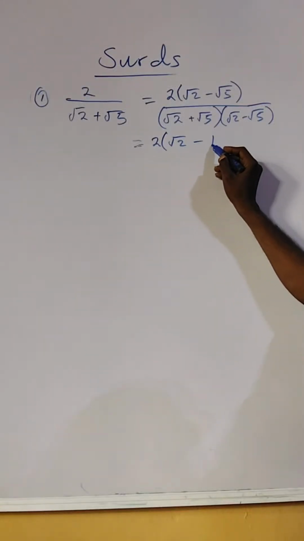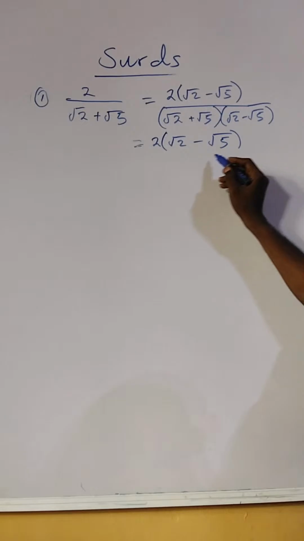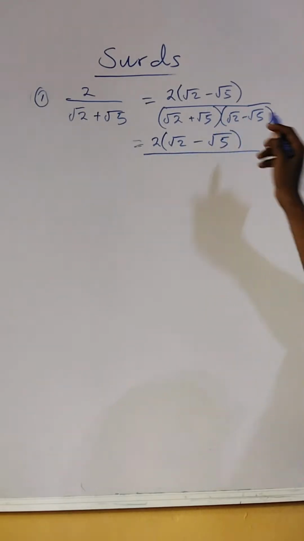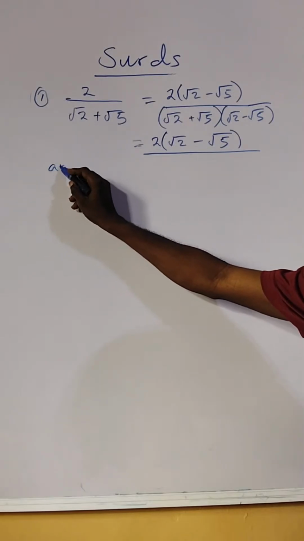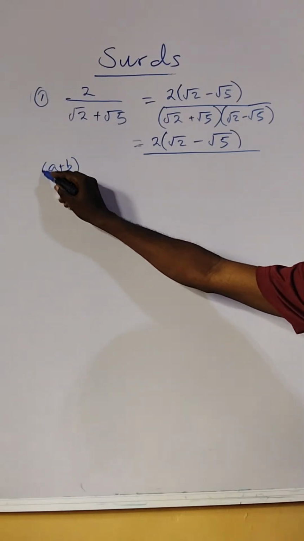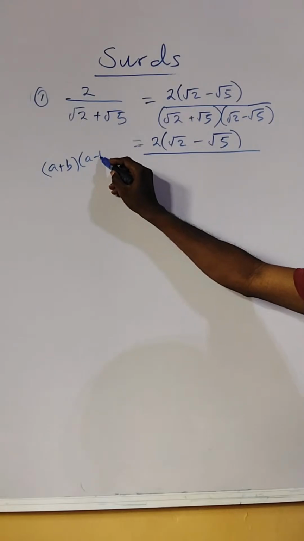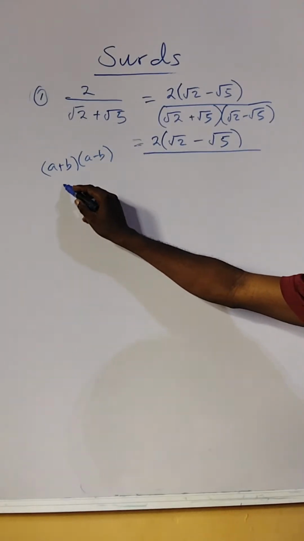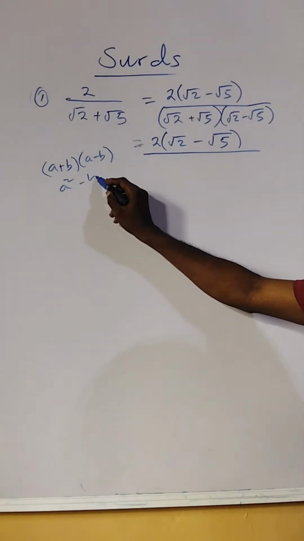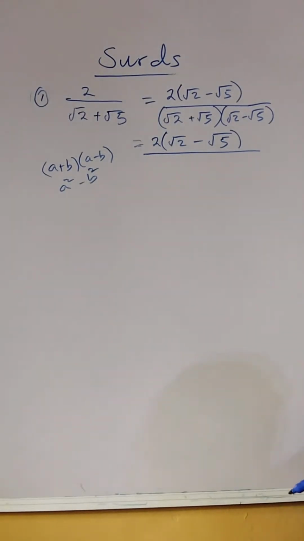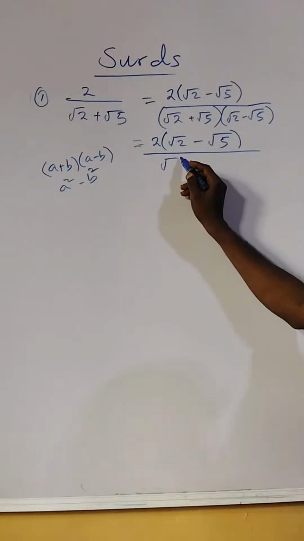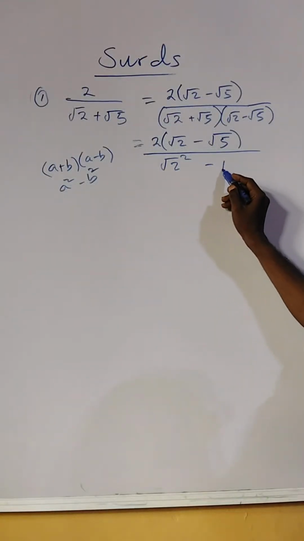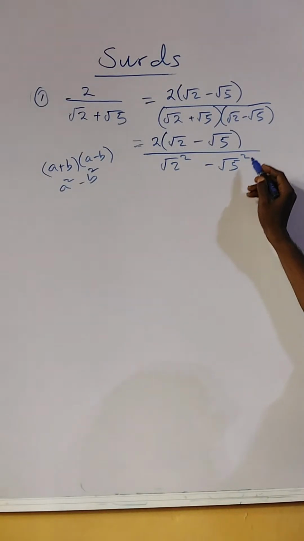2 minus root 5. Then divided by, here, this also follows when we have a plus b into brackets, open brackets, a minus b, this is the same thing as a squared minus b squared. That is, here we can write as root 2 squared minus root 5 squared.